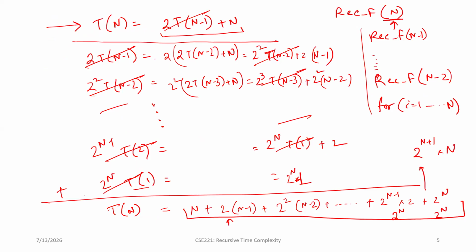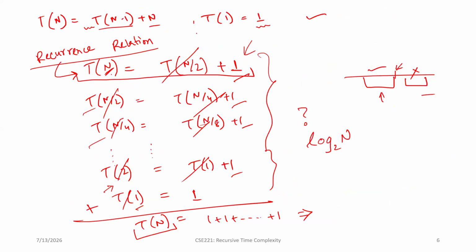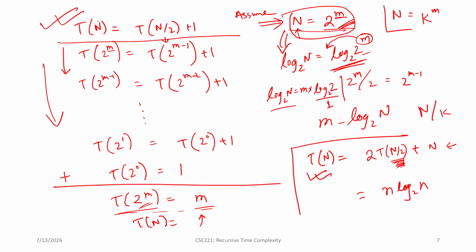The observation here is how n is being reduced in the recursion. We reduce n to n minus 1. And in divide and conquer, we reduce n by dividing it with some values.